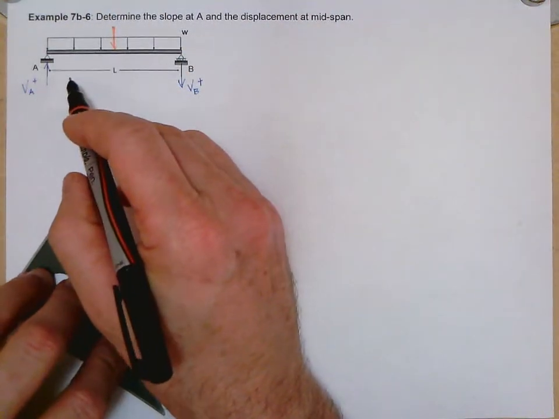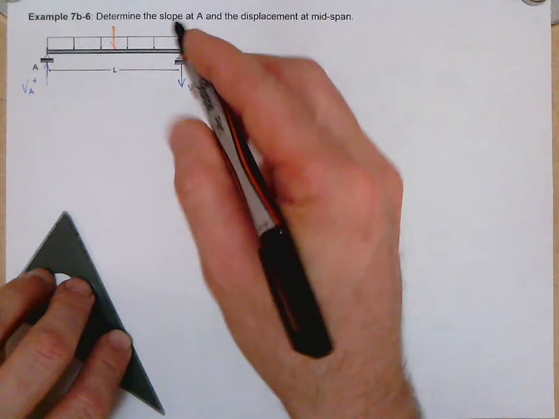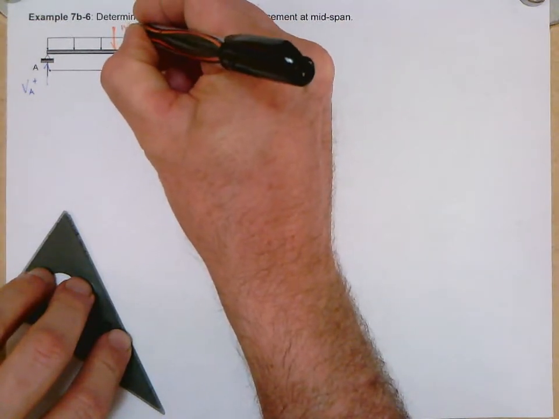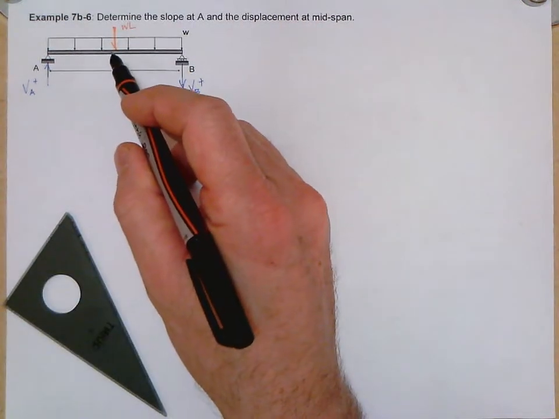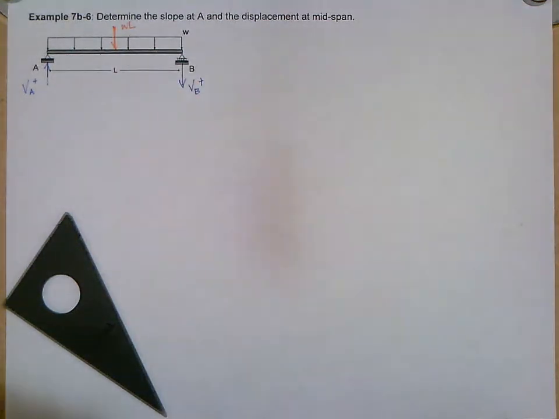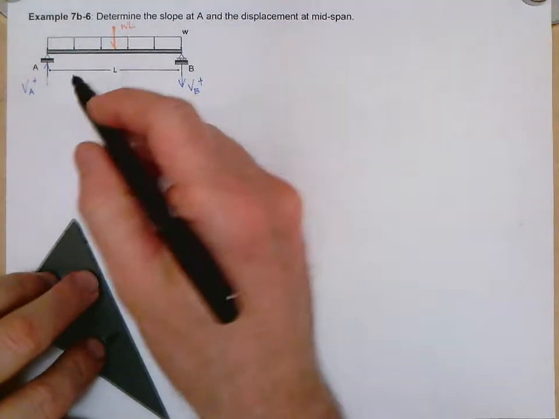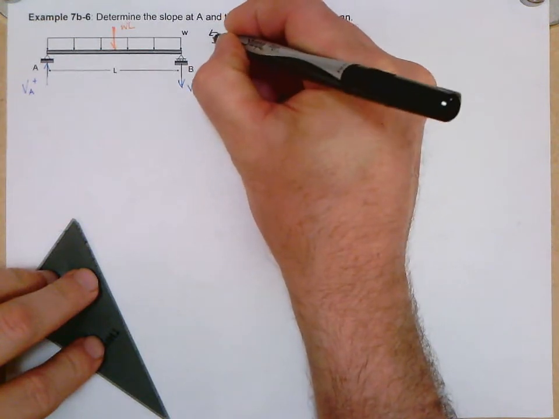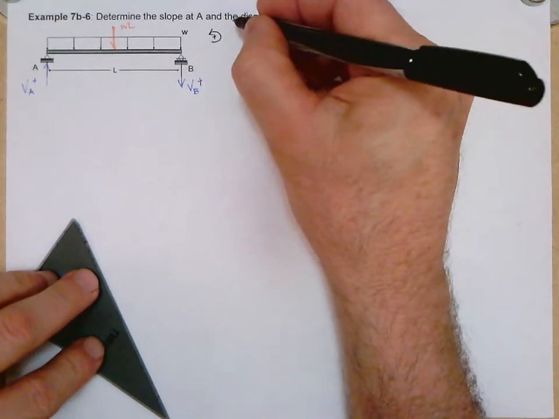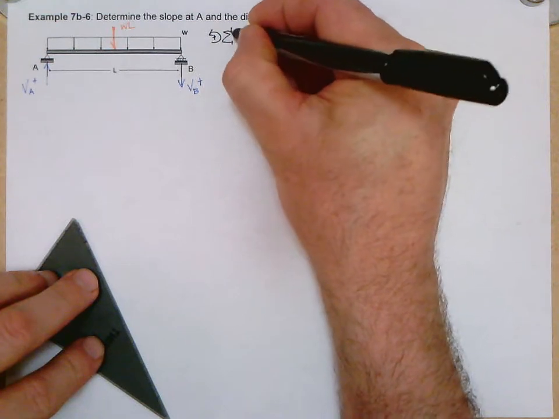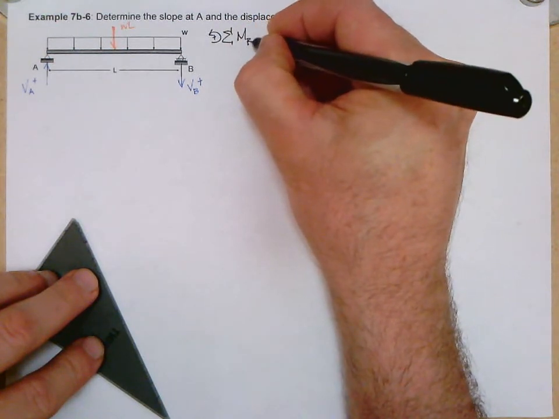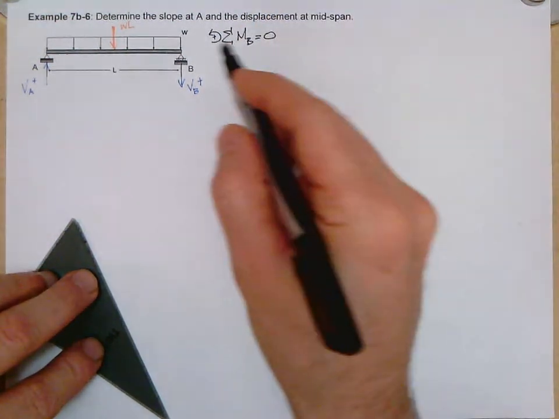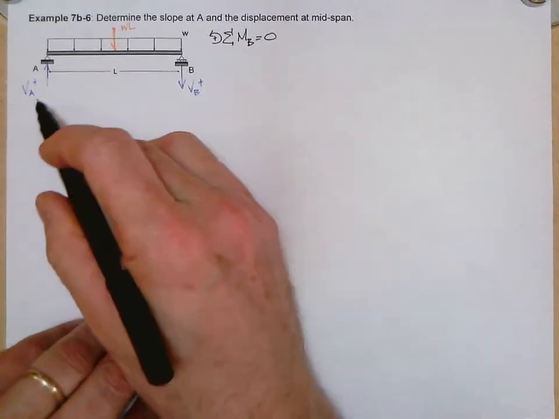And it's a rectangle, so the area is simple, base times height. So that will be WL. And the centroid is right in the middle. So let me start by finding these reactions. I'll assume positive sign convention, right-hand rule, and I will sum moments about point B. So there's my equilibrium statement. I'm going to sum about B to find my reaction at A.